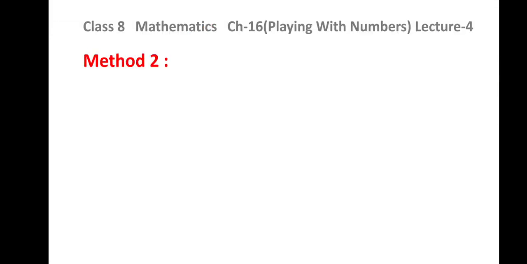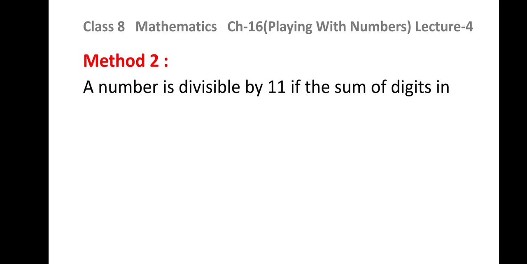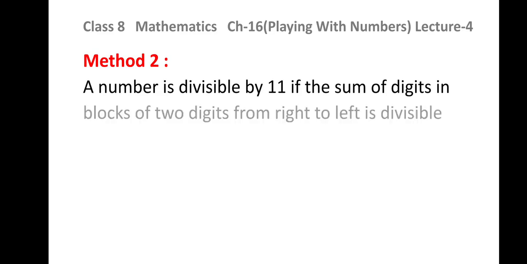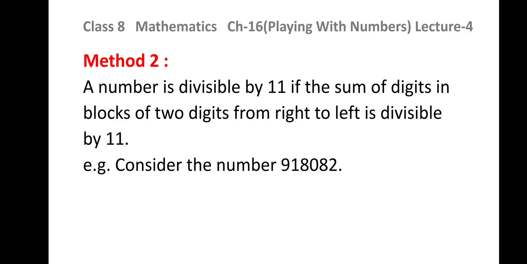Method 2. What is this method? A number is divisible by 11 if the sum of the digits in blocks of 2 digits from right to left is divisible by 11. Simply, you are supposed to take the sum of the digits in blocks of 2 digits from right to left. And if that sum is divisible by 11, then you can say the given number is divisible by 11. Let us consider this example.